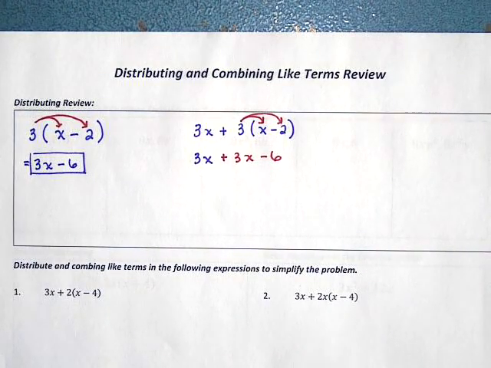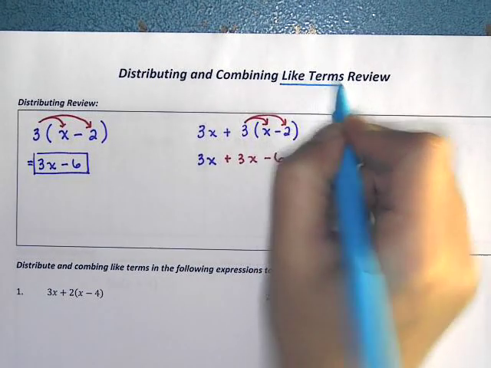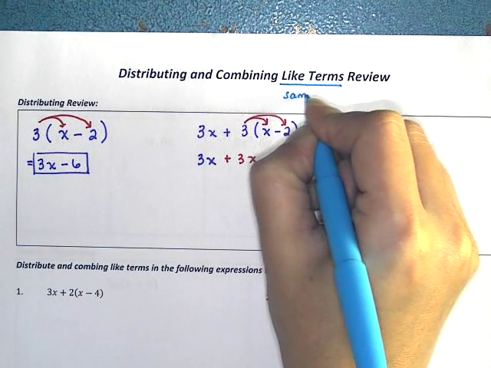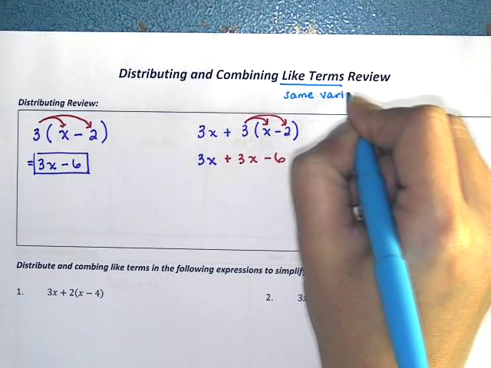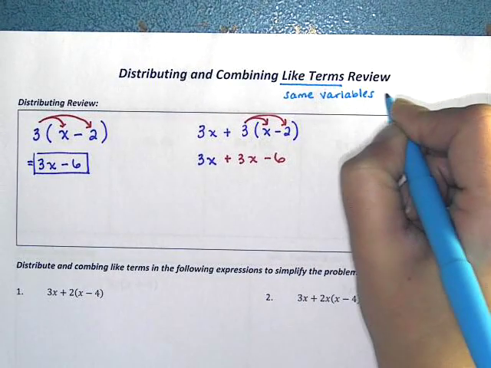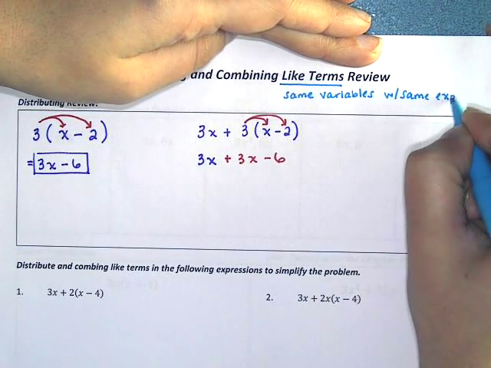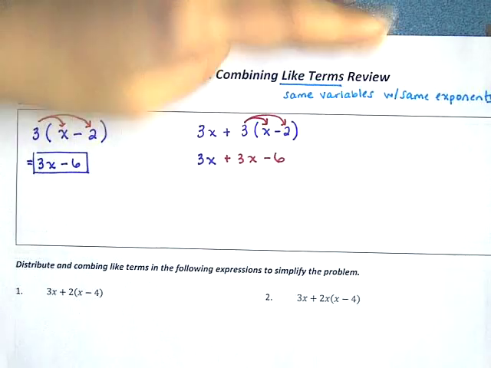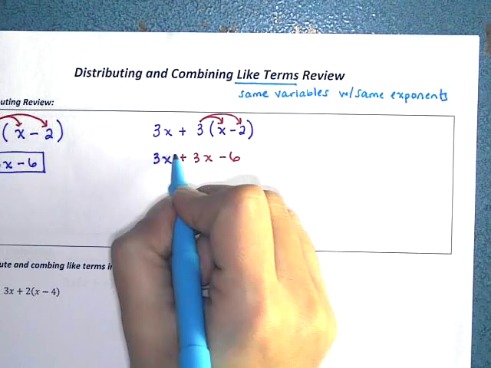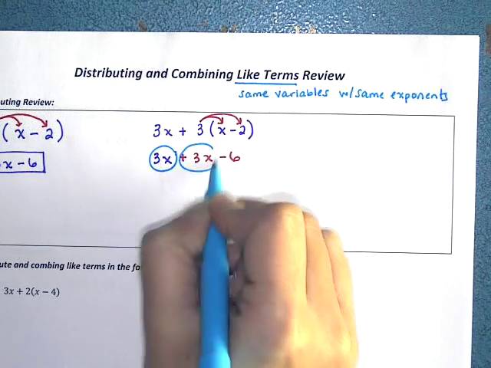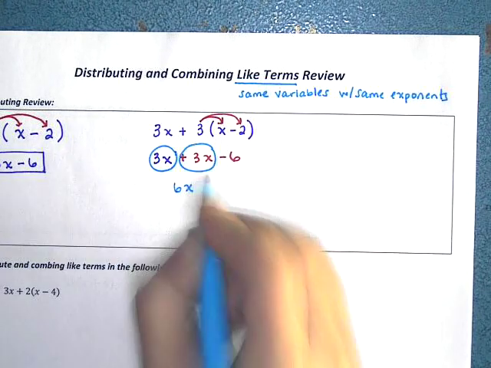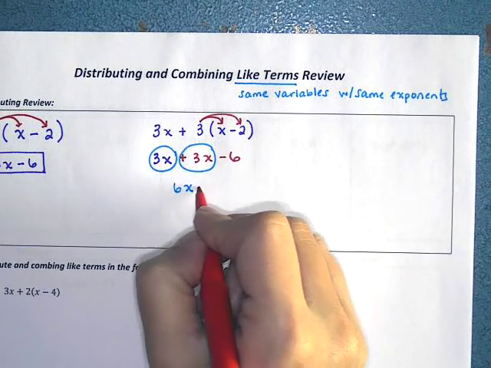What I notice here is that my final answer has some terms that are like terms. That means they have the same variables with the same exponents. So like terms means same variables with the same exponents. So in order to simplify this, I would have to combine them. The 3x plus the 3x would be 6x, and then I would just drop down the minus 6.